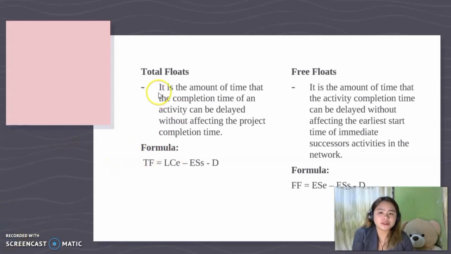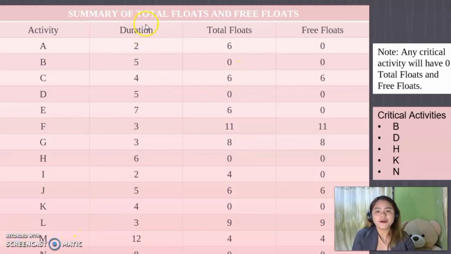So we can compute the total floats and free floats from the given formula. Total float is equal to the latest completion time of the ending activity minus the earliest start time of the starting activity minus the duration. And free float is equal to the earliest start time of the ending activity minus the earliest start time of our starting activity minus the duration. So this is the summary of the total floats and free floats. As you can see, I have already calculated them, and I am just going to discuss how I calculated it.